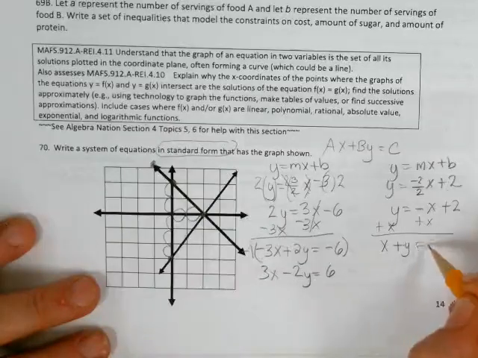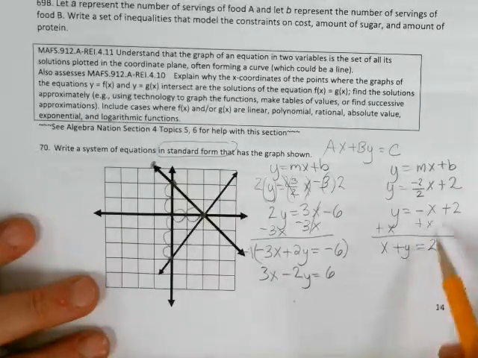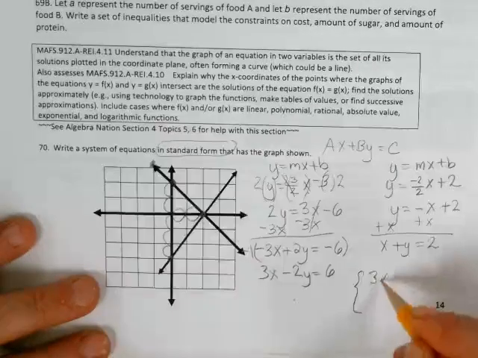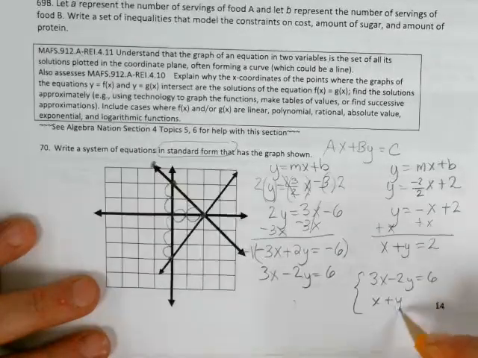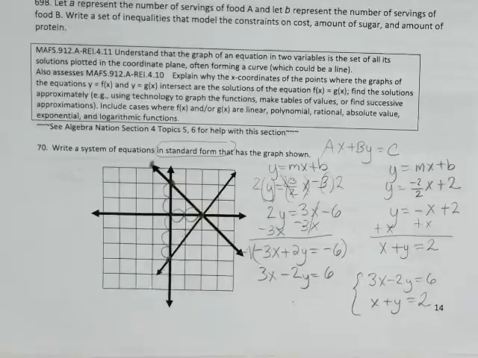So I need to rearrange to look like this. So I'm going to add x to both sides. So x plus y is equal to 2. So I have no fractions, no decimals. x plus y is a constant, so that's standard form. So my system then is 3x minus 2y equals 6, and x plus y equals 2.